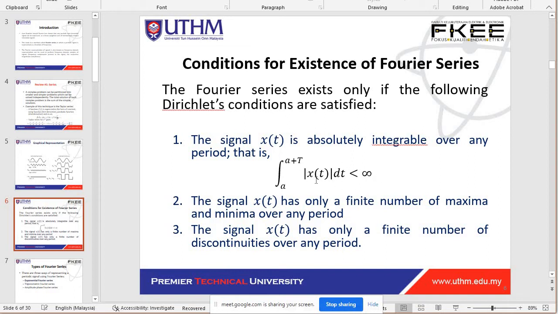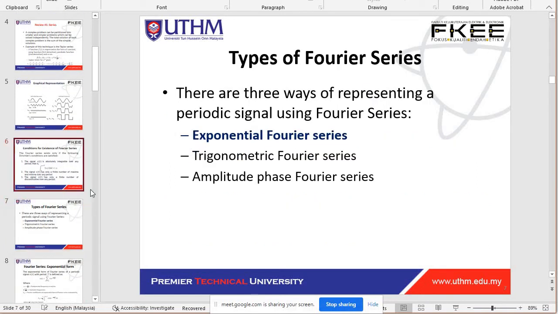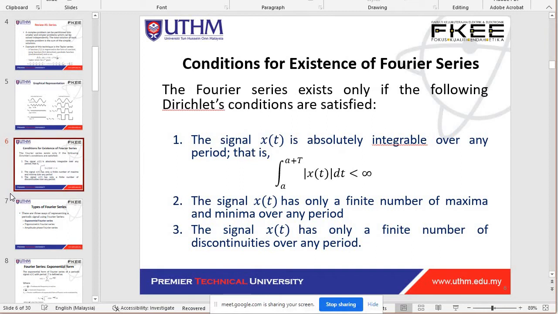So the signal x(t) has only a finite number of maxima and minima over a period. You have a finite number, not infinity. And the signal x(t) has only a finite number of discontinuities over any period. So these are the conditions for the existence of the Fourier series, the Dirichlet conditions.